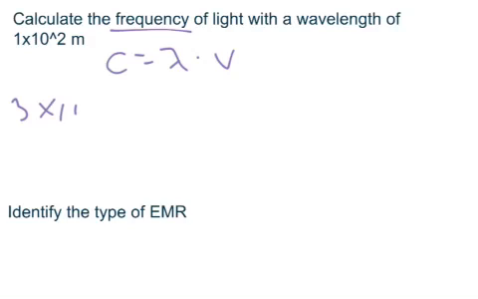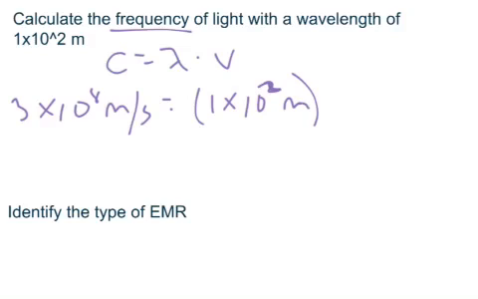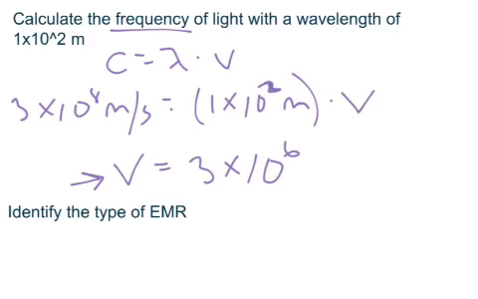So we still have 3 times 10 to the 8th meters per second is the speed. This time we have 1 times 10 to the second as the wavelength, and the frequency is what we're solving for. So if we divide both sides by 1 times 10 to the second, we will end up with 3 times 10 to the 6th. And this was asking for frequency, so our unit is hertz.